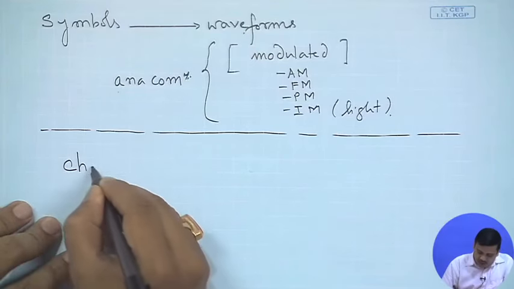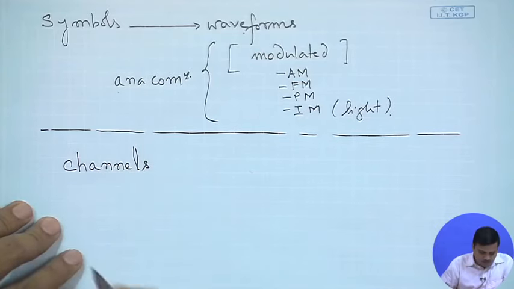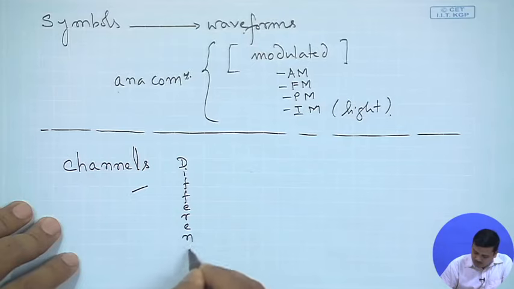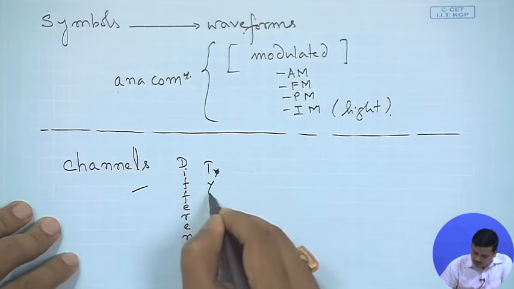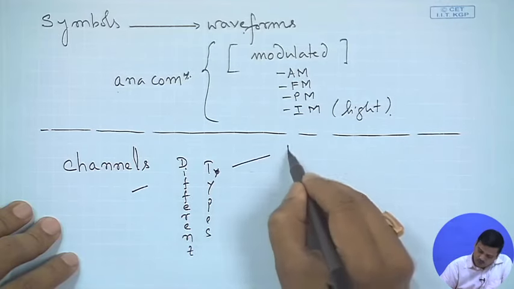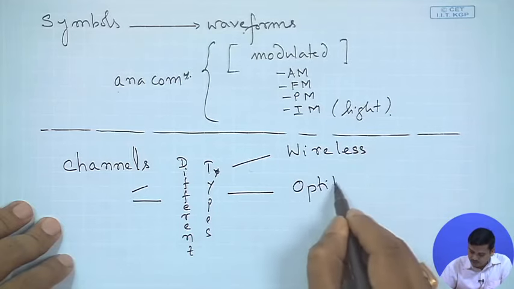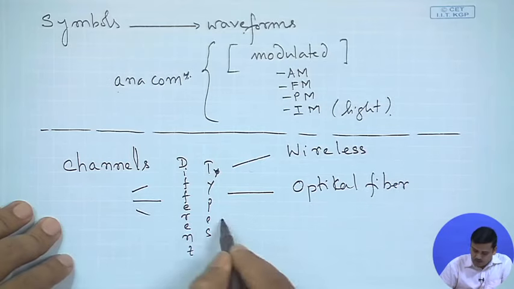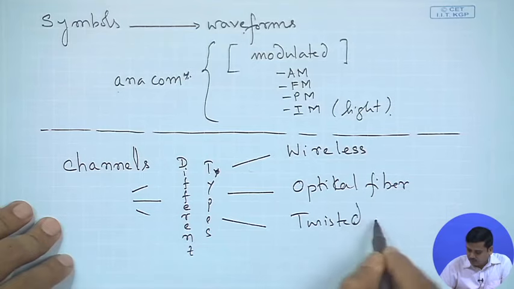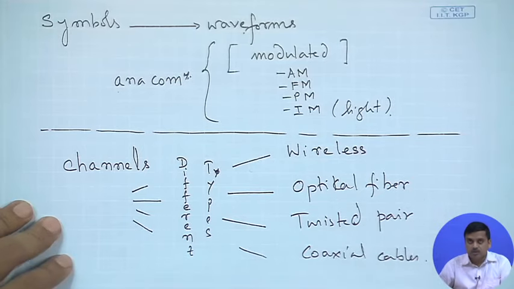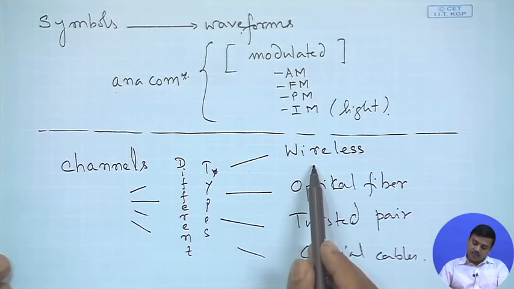So when we talk about the channels, channels could be of different types. One classification could be a wireless channel. The other type could be an optical fiber. The other one could be a twisted pair. Then there could be coaxial cables. Now if we look at these different channels, if it's a wireless channel, then you have to modulate the electromagnetic wave.